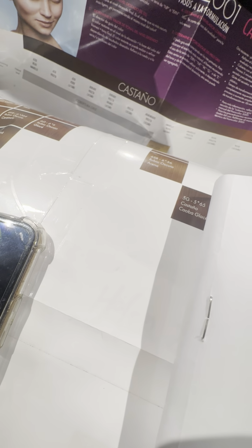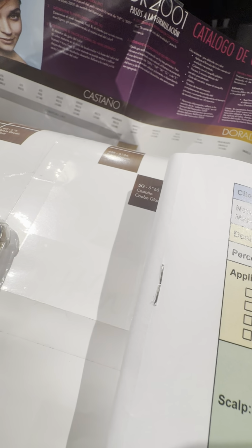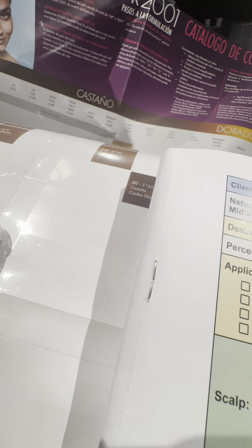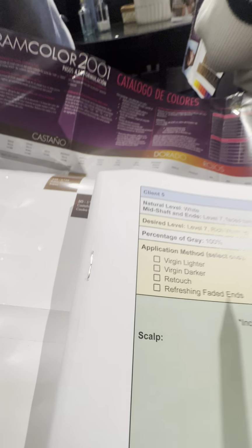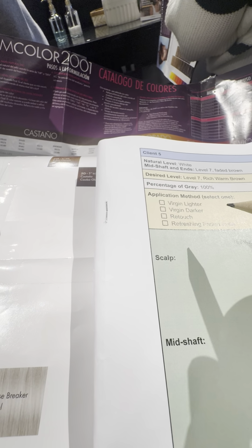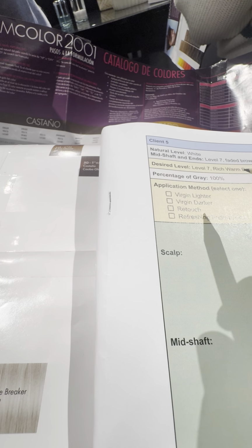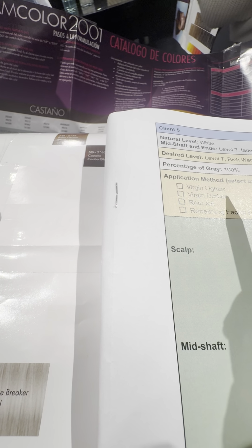Natural level white, so it's 100% gray coverage. The ends are a level 7 faded brown. The ends are a level 7 rich warm brown. So any gray coverage at a level 7. Is remaining color a factor? Nope, because I'm only depositing, I'm not lifting.